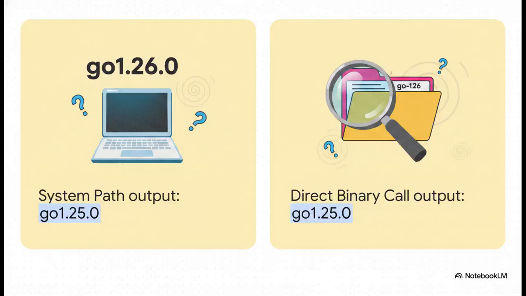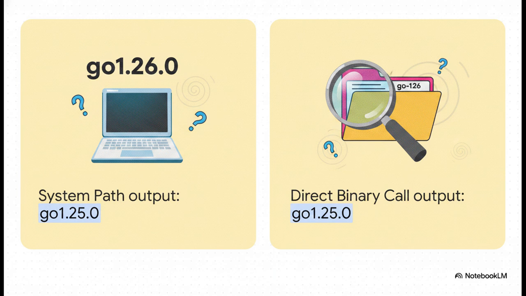And this is where it gets genuinely baffling. Ang decided to completely bypass the system path to see what was going on. They called the brand new, explicitly installed Go 1.26 binary directly. Just typed out the full absolute path right into the terminal: /usr/lib/go-1.26/bin/go version. And miraculously, the output still read Go 1.25.0.